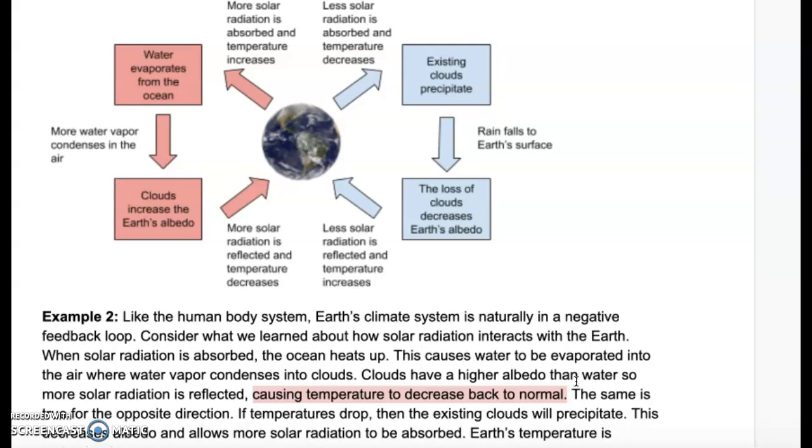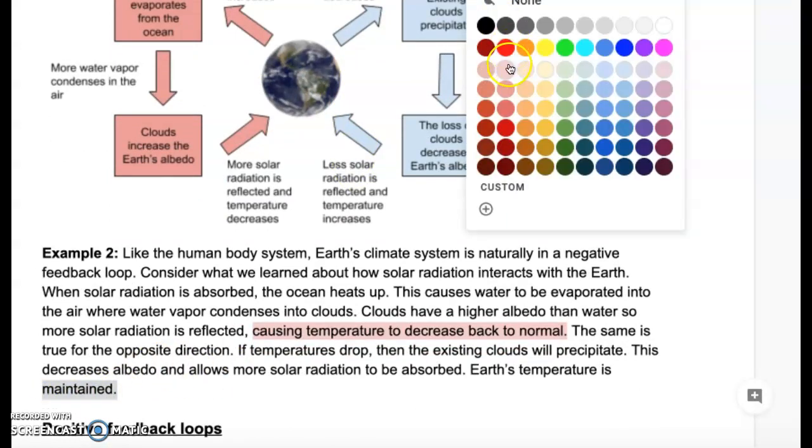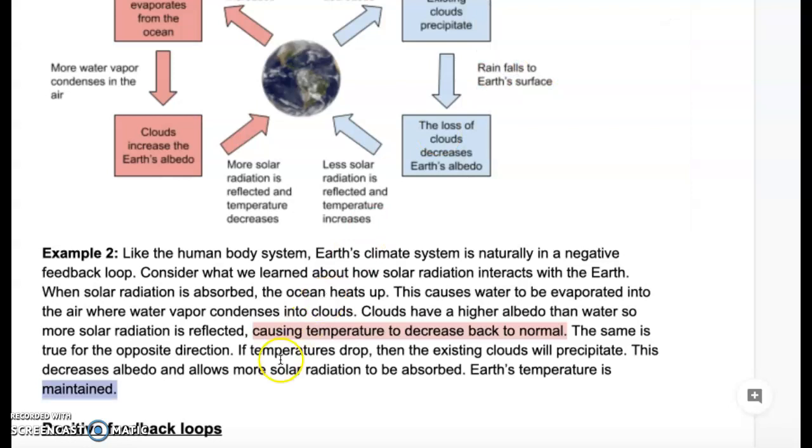If temperatures drop here, where less solar radiation is being absorbed, then the existing clouds will precipitate right here, right? Rain, snow. If temperatures drop, then the existing clouds precipitate, and this decreases albedo and allows more solar radiation to be absorbed, therefore increasing the temperature, going back to normal. So it looks like "maintained" is a key word for a negative feedback loop.